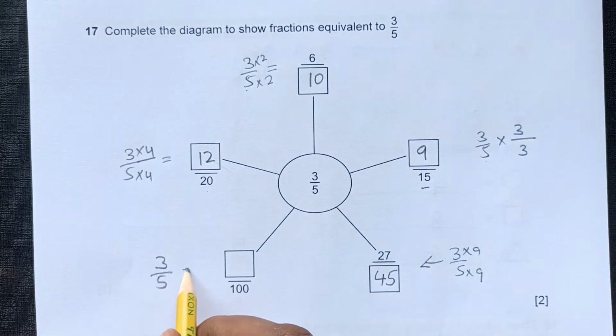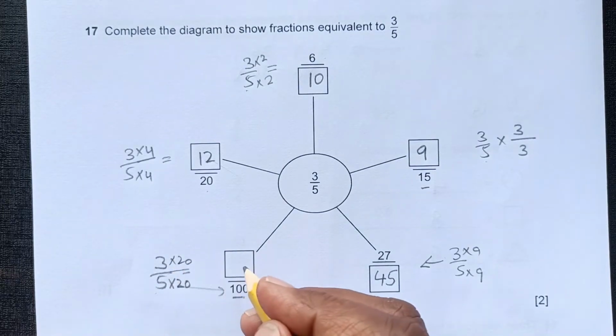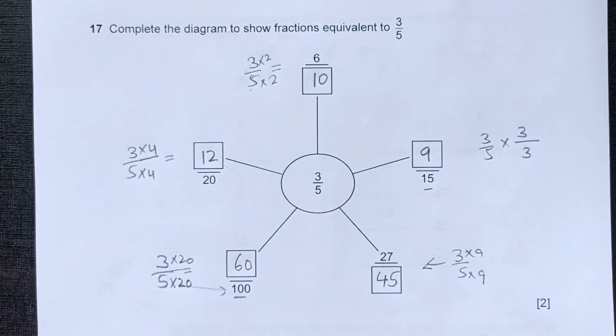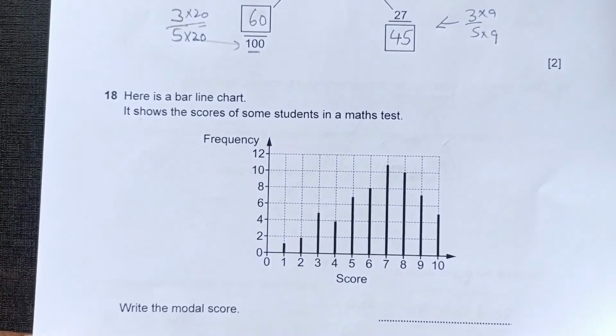Again 3 over 5 equals, this denominator is 100. So to make 100 here, you need to multiply by 20, right? 5 times 20 is 100, so here also 20. So this is going to be 60. So done.